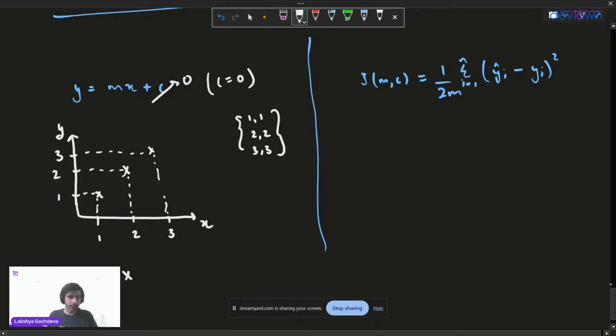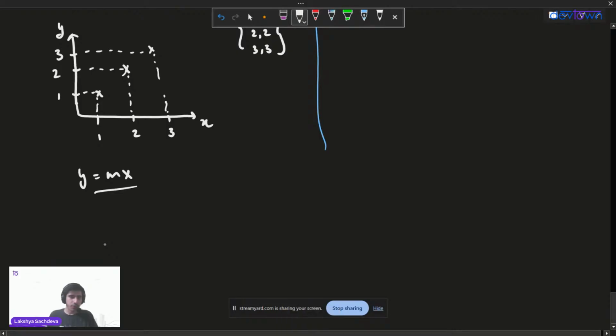Now the equation will be y equal to mx. How can I find the best fit line now? Let's just do a hit and trial. In the hit and trial, I will take m equal to, let's say, 1. I will start with 1.